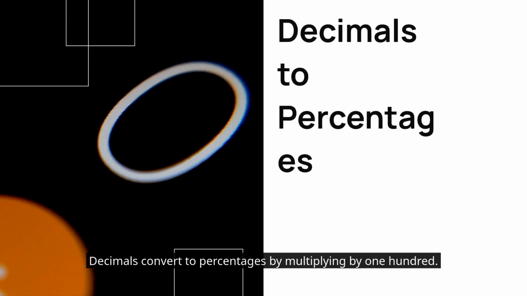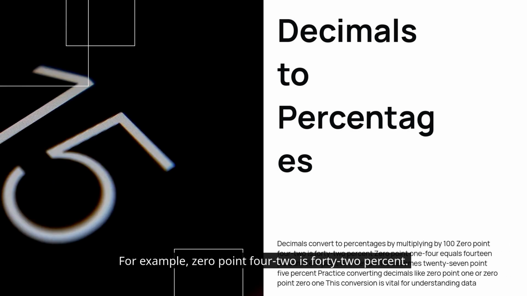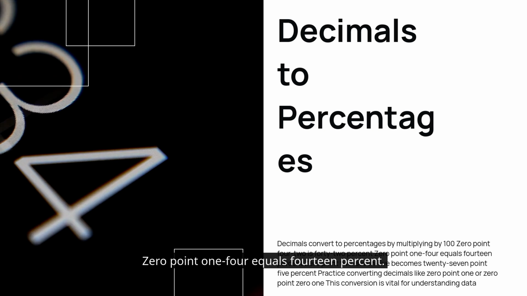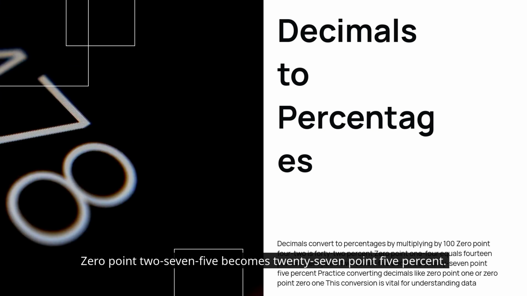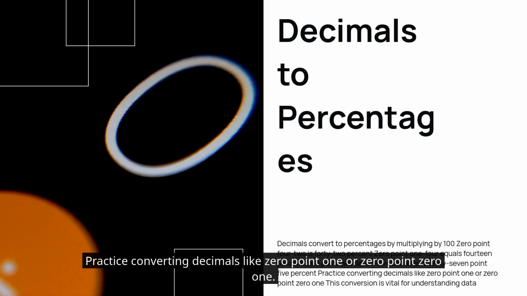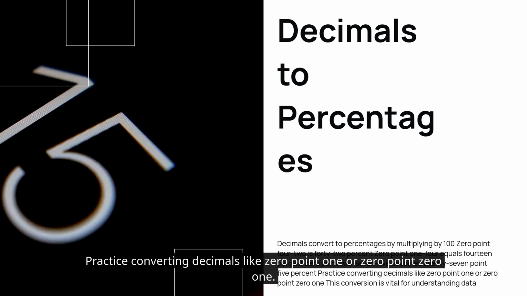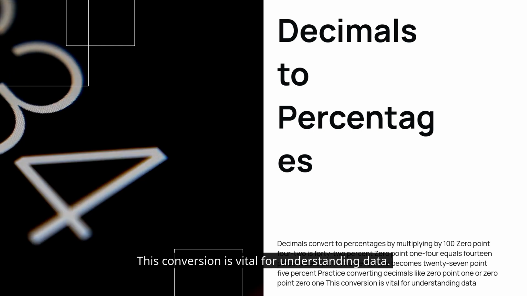Decimals convert to percentages by multiplying by 100. For example, 0.42 is 42%. 0.14 equals 14%. 0.275 becomes 27.5%. Practice converting decimals like 0.1 or 0.01. This conversion is vital for understanding data.